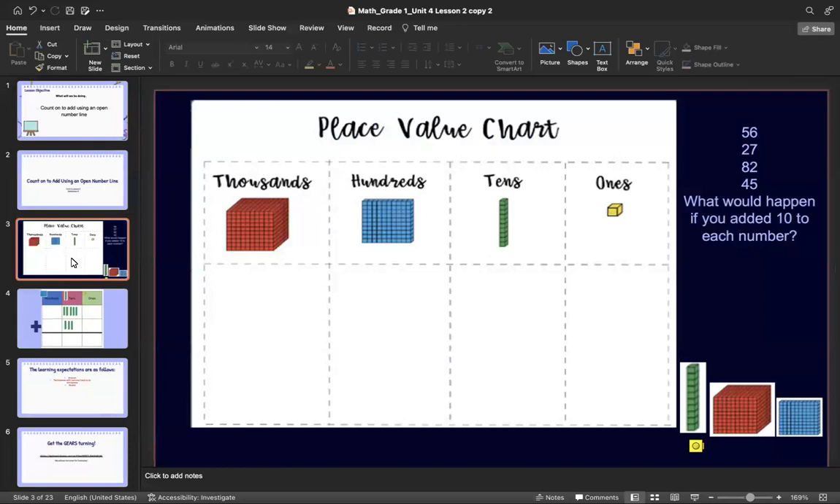First and foremost, we are always going to play around with a little bit of place values. Make sure you have your ones, tens, hundreds, and thousands chart. We're not into thousands quite yet, but we'll get there. Ultimately, your numbers today are 56, 27, 82, and 45.